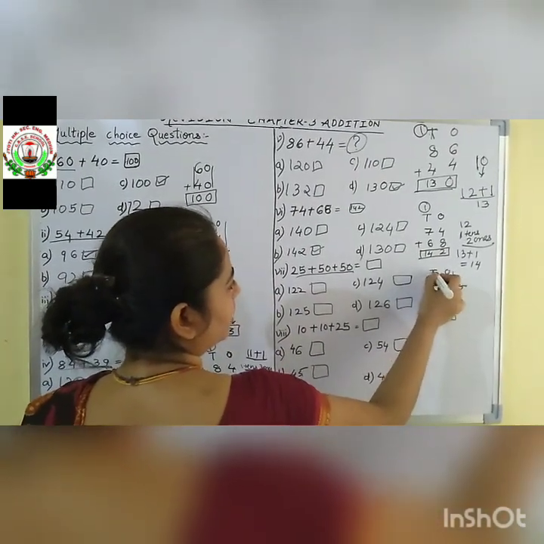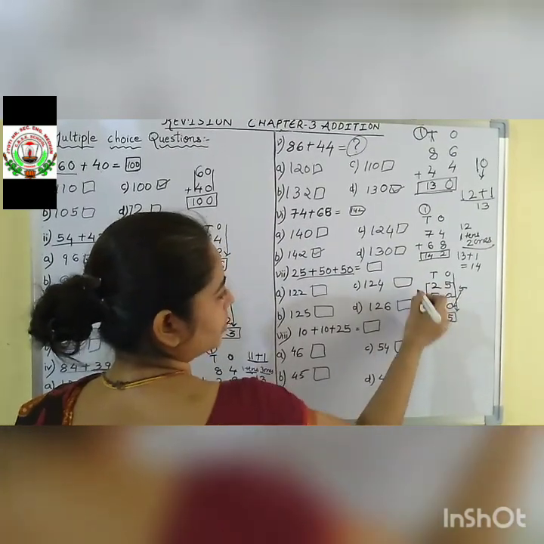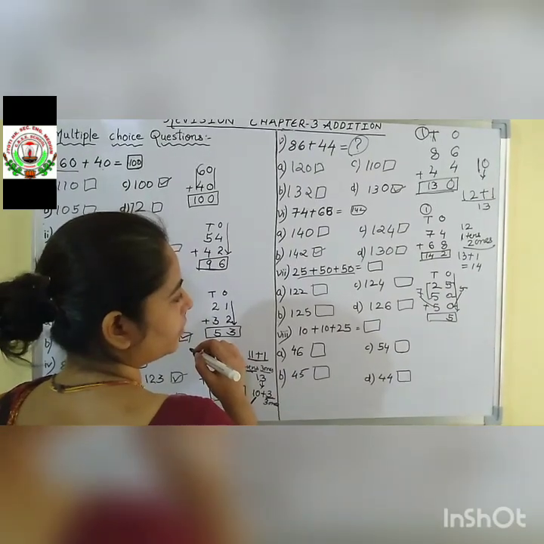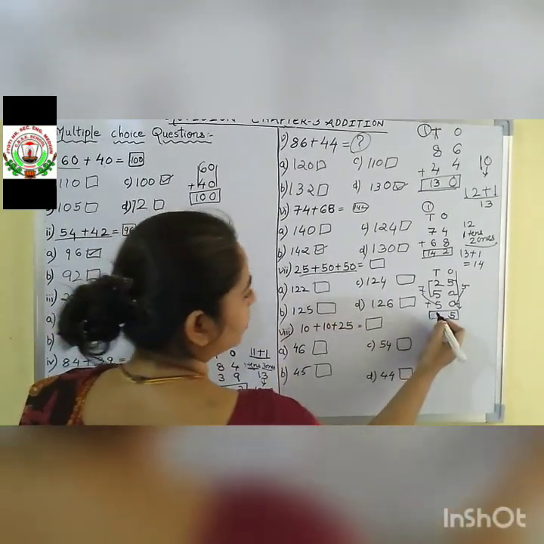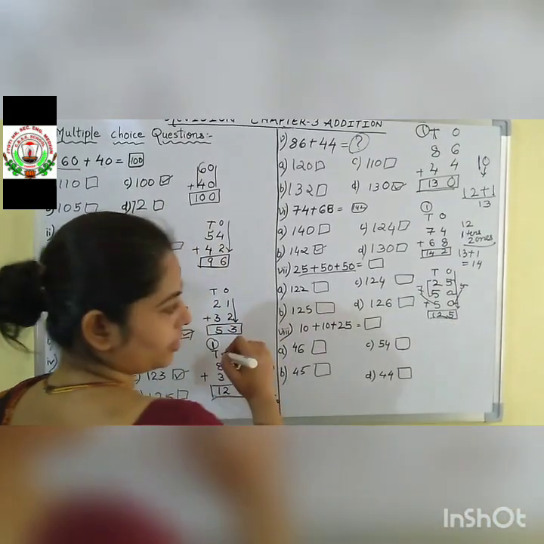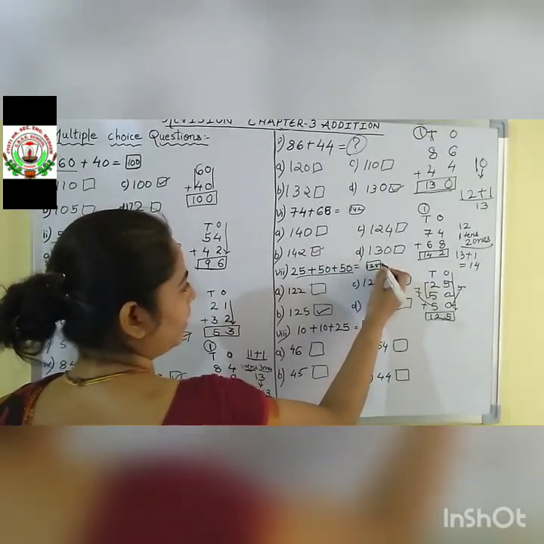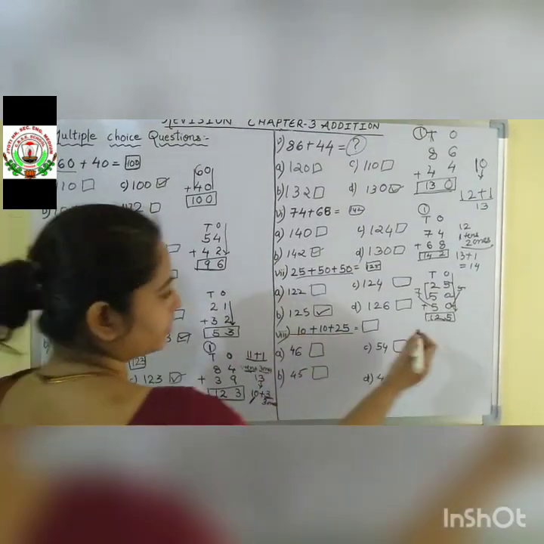Then coming to the tens place, 2 plus 5, children, 7. And this 7 and 5, if we add 7 and 5, what will we get? Tell me, 12. We get the answer 125. It is in option B, 125. Understood, children? Next, 10 plus 10 plus 25.